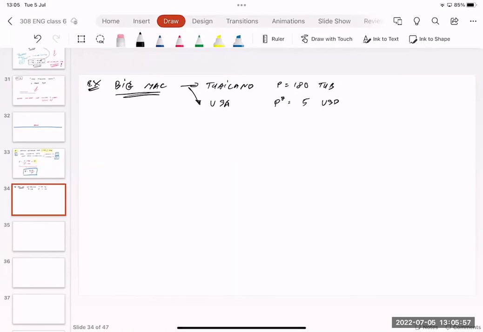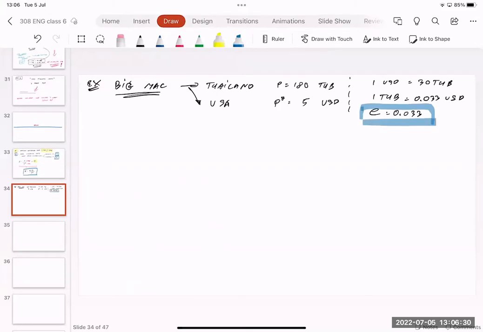I'm assuming that this is the price of a Big Mac. I'm also assuming that right now, 1 US dollar equals 30 baht. This is just an assumption. If you divide by 30 on both sides, you find that 1 baht equals 0.033 US dollars. So it means that the nominal exchange rate equals 0.033 in this case.